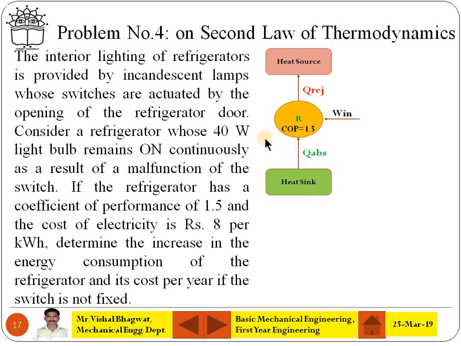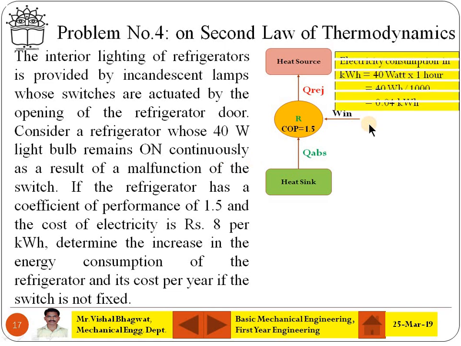So this is the 40 watt light bulb which remains on. Now consider that lamp is on for 1 hour. Electricity consumption by that bulb in 1 hour is 0.04 kilowatt hour. So if you multiply this with 8 rupees, you get the cost of 1 hour of extra electricity. The heat sink, which is a space that has to be cooled by the refrigerator, and for that purpose, the amount of heat extracted is Q absorption.